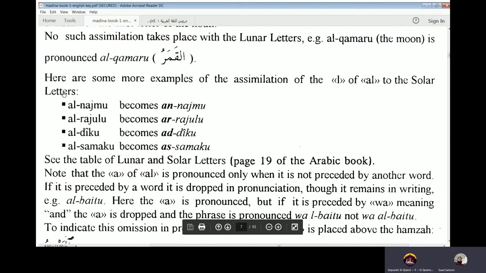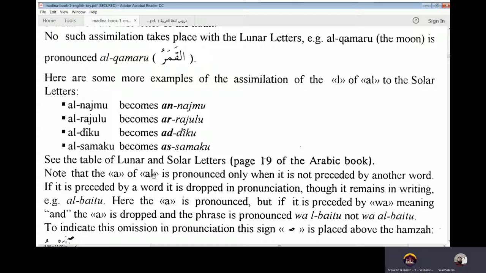Here are some more examples of the assimilation of the L of al to the solar letters. Al-najmu becomes an-najmu. Al-rajulu becomes ar-rajulu. Al-diku becomes ad-diku. Al-samaku becomes as-samaku. See the table of lunar and solar letters, page 19 of the Arabic book.